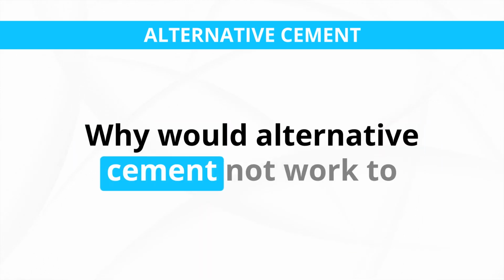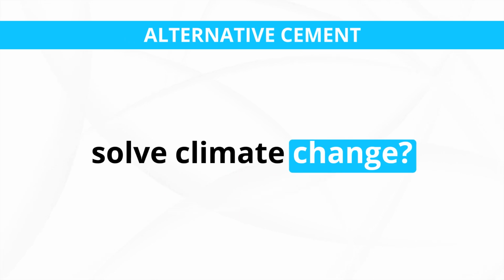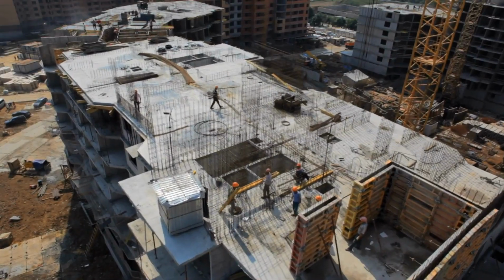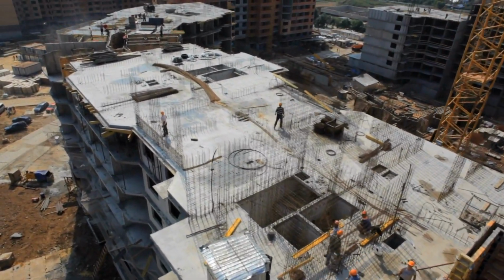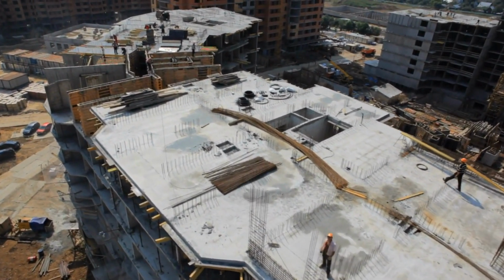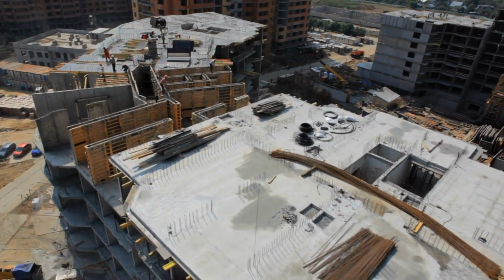Why would alternative cement not work to solve climate change? Some alternative cementitious materials may have limited availability, making it challenging to scale up production to meet the global demand for construction materials. Certain alternative cements may have different durability characteristics compared to traditional Portland cement, leading to potential long-term performance and maintenance issues. The biggest challenge may be resistance from the construction industry and consumers to adopt unfamiliar materials or processes, slowing the widespread adoption of alternative cements.